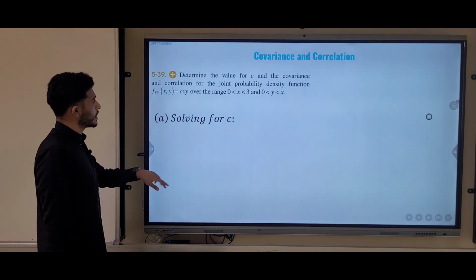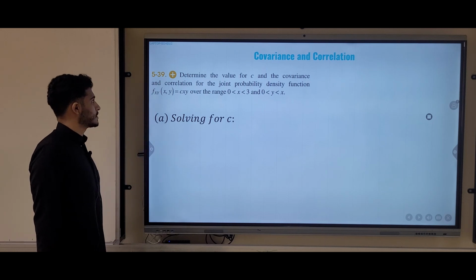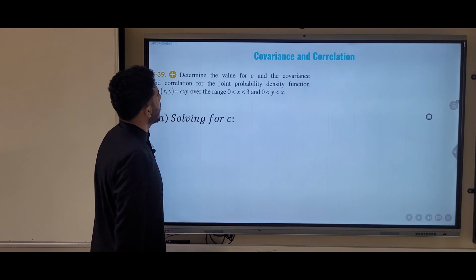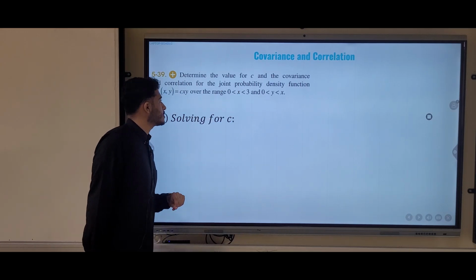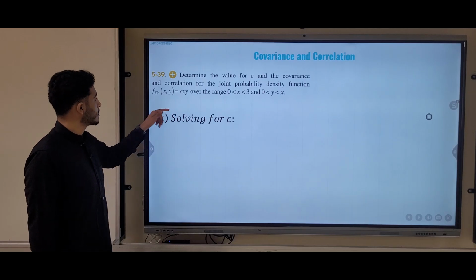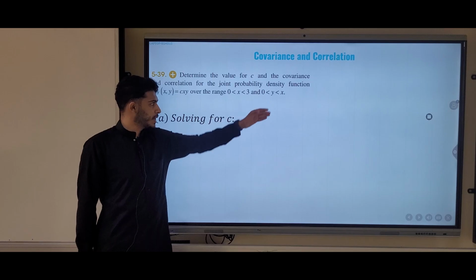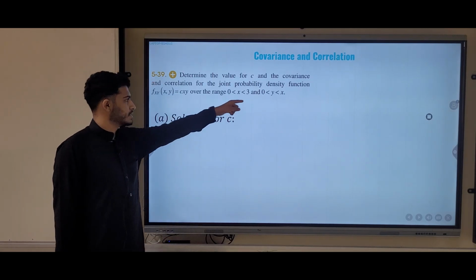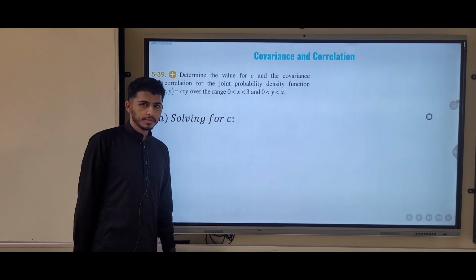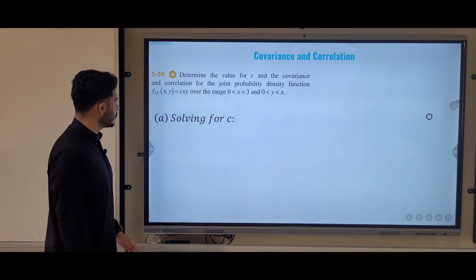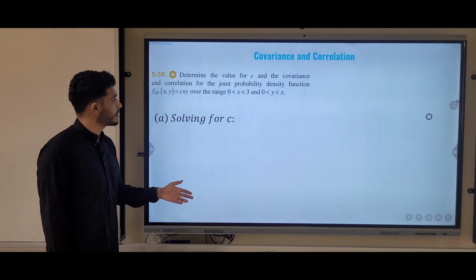Okay, moving to the next one. Now we are talking about the continuous case. So the question says determine the value for C and the covariance and the correlation for the joint probability density function. This one looks very similar to the one we had at the beginning, but there is a difference: the range is different here. So we have the range to be this one. As we can see, the range has a variable in it, but it shouldn't be much of a problem, at least not in my experience. I've seen that it doesn't pose much of a problem.